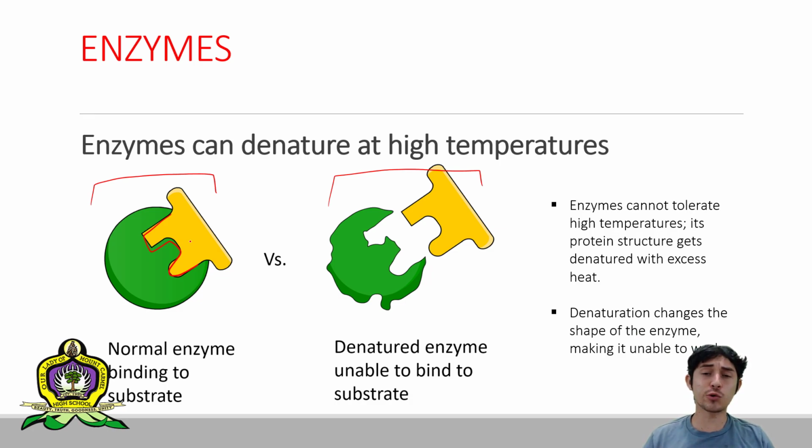Now, if you increase the temperature, the shape of the enzyme, since it's a protein, will change dramatically. Once it changes dramatically because of the temperature, the substrate will be unable to bind with the enzyme, and if it's unable to bind with the enzyme, there is no net chemical reaction occurring. And that is how high temperatures cause denaturation and affect enzyme activity.